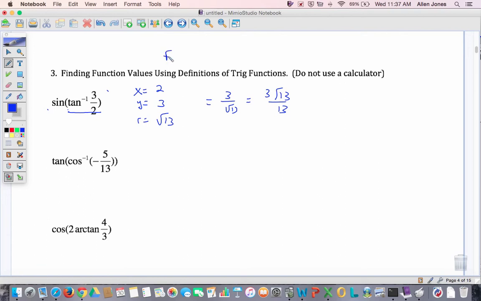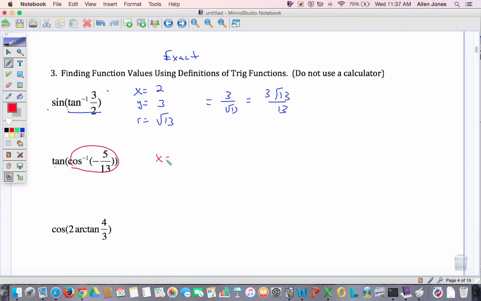Well, the ratio is going to come from the x, y, and r, so we might as well go straight to there and avoid the angle part of that. On top of that, that gives us an exact value as opposed to our calculator giving us an estimated value. So let's go on here.